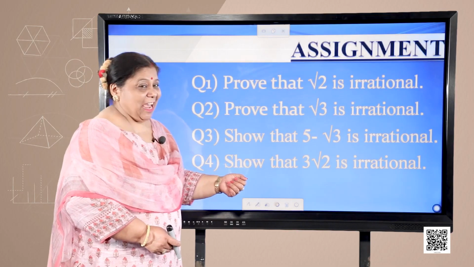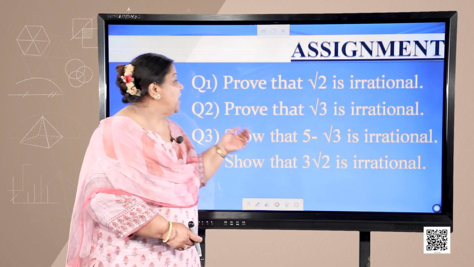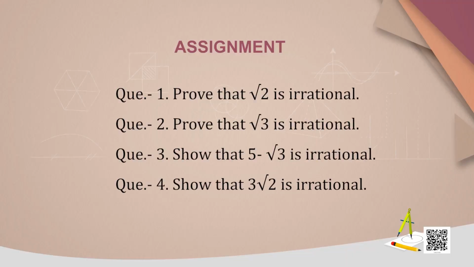Now, it is time to take the assignment. Take down the first question. Prove that square root 2 is irrational. Question number 2. Prove that square root 3 is irrational. Likewise, question number 3. Show that 5 minus square root 3 is irrational. Question number 4. Show that 3 square root 2 is irrational.